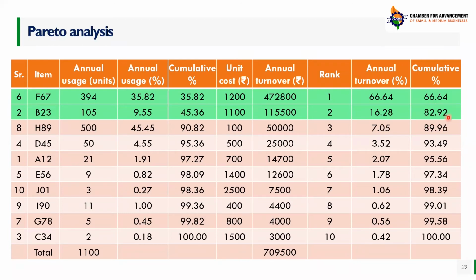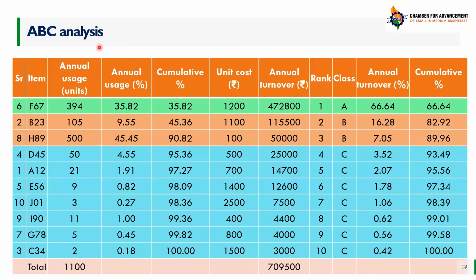82.92 is okay. So inventory for these two items should be tightly monitored. When I say inventory for these two items, that means raw material required for these two items and the finished product as well. Both raw material and finished product, packaging material, everything required for these two items should be tightly controlled, because they are giving 80% of the turnover. So this is Pareto analysis, and then ABC analysis.